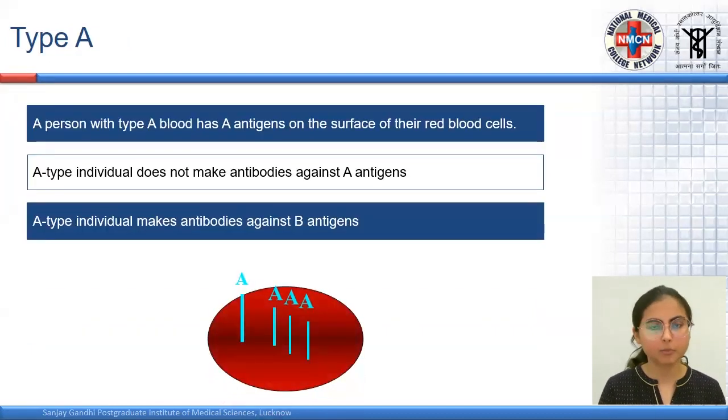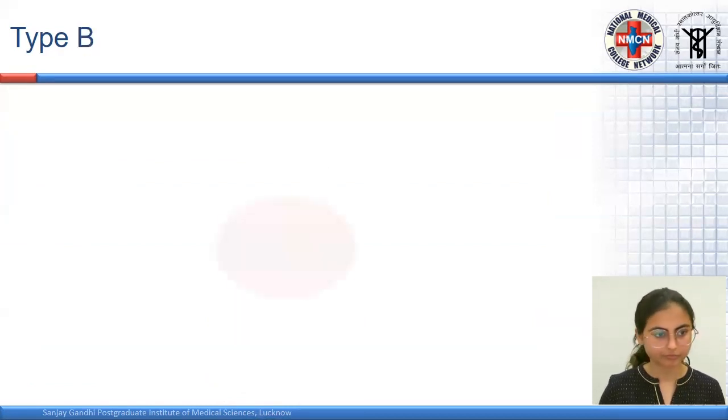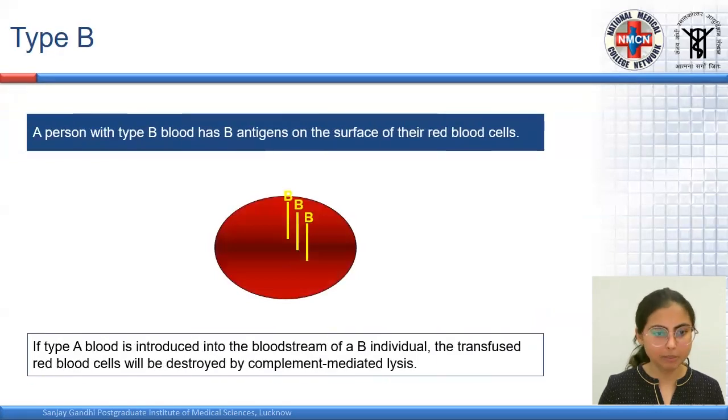So to summarize, what is the type A blood group? A person with type A blood has A antigens on the surface of their red blood cells. They do not make antibodies against A antigen. They make antibodies against B antigen. What is type B blood group? A person who has B antigens on their red cell surface does not make antibodies against B antigen. They make antibodies against A antigen.